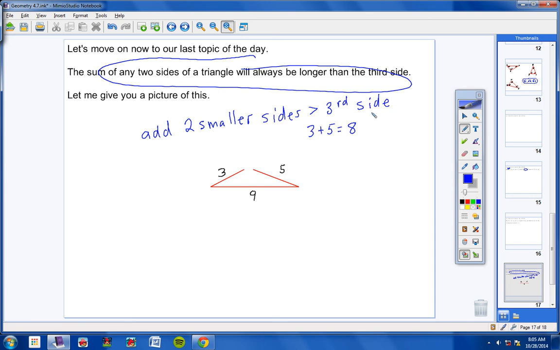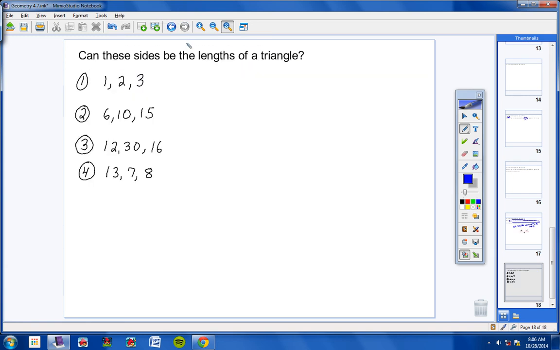Because think about it, students, if the two smaller sides, when added together, are bigger than the third side, then all the other sides, when added together, will be bigger than the other leftover side. It works every time. It has to be that way, okay? So, having said that, here's what I want us to do. I want you to tell me, yes, it is possible to have triangles with these lengths, or no.